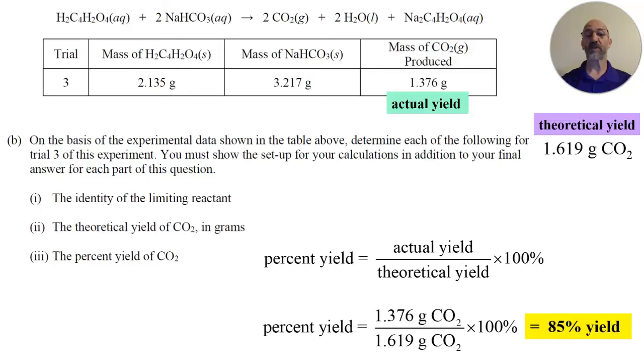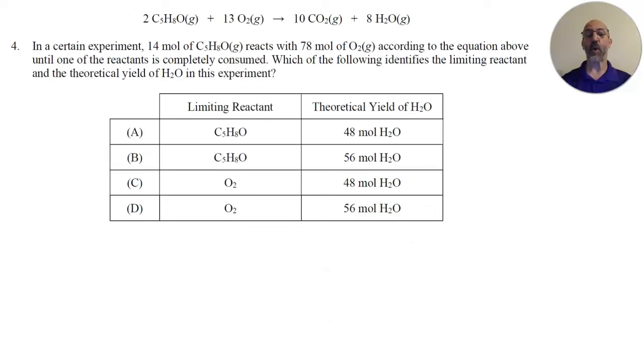All right, so we are done with question 3. Now let's take a look at question 4, which is a multiple choice question. Now, as you examine question 4, you can tell that we are still talking about limiting reactant and theoretical yield. So the question says, in a certain experiment, 14 moles of C5H8O reacts with 78 moles of O2 according to the equation above until one of the reactants is completely consumed. Which of the following identifies the limiting reactant and the theoretical yield of water in this experiment?